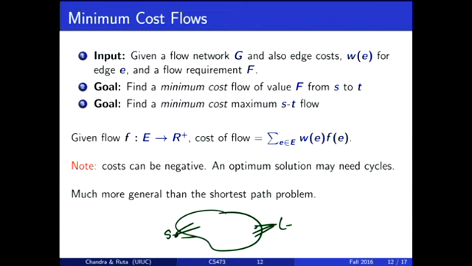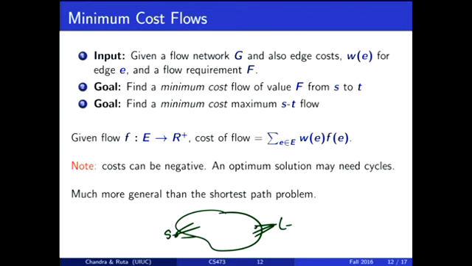So minimum cost flow is more general. Yeah? Costs are one or capacities are one? Okay, there's one more thing you need to do, right? How many units of flow do you want? One unit of flow, right? So it depends on which model you want to use, because the maximum flow between S and T could be much larger, right?